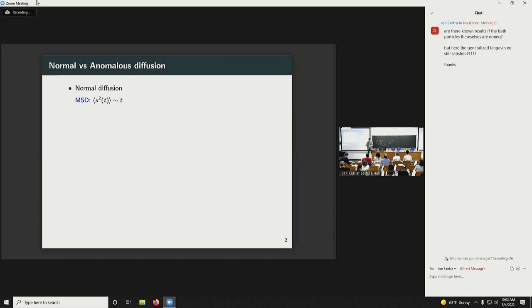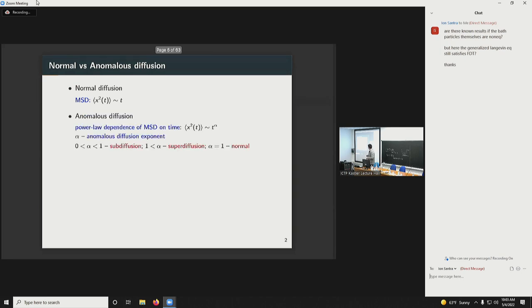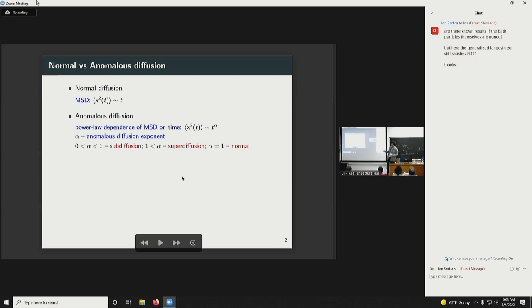So we all know what normal diffusion is. Normal diffusion, in terms of the mean square displacement, means that the mean square displacement has a linear dependence on time, but in many systems this relation is not satisfied. Instead of a linear dependence on time, the mean square displacement has a power law dependence on time, and depending on this exponent alpha, we can distinguish the case of subdiffusion, normal diffusion, or superdiffusion.